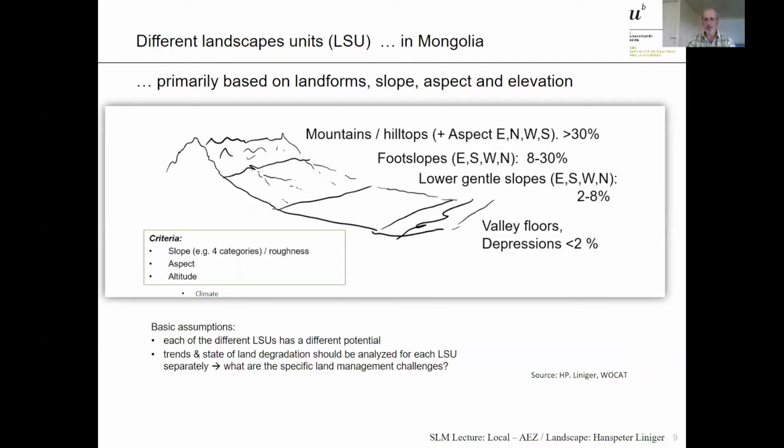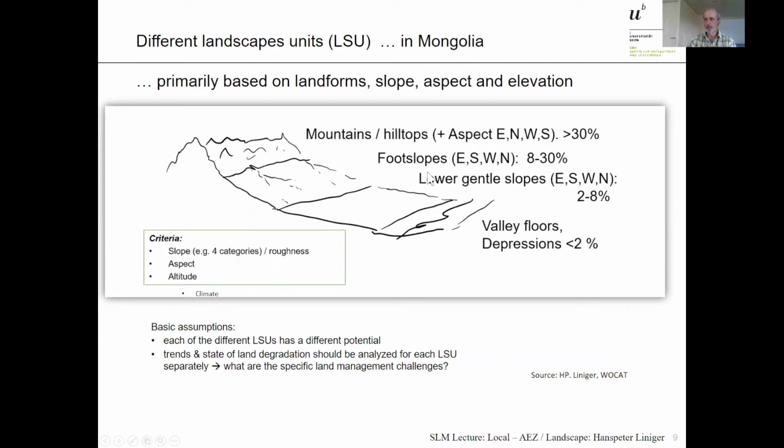Before agroecological units, now landscape units. Landscape units are primarily based on, in this case here in Mongolia, I'll come back to it, primarily based on landform, slope, aspect, and elevation. You can see here mountain areas, then the foot slopes here, the lower parts of the slopes, and then the valley bottoms that you can see here.